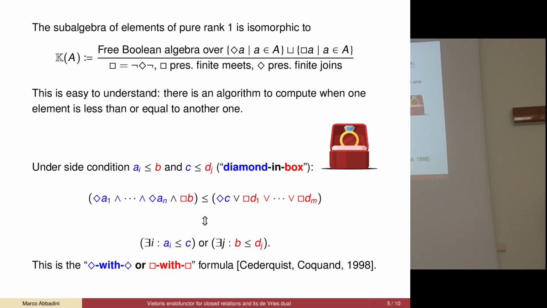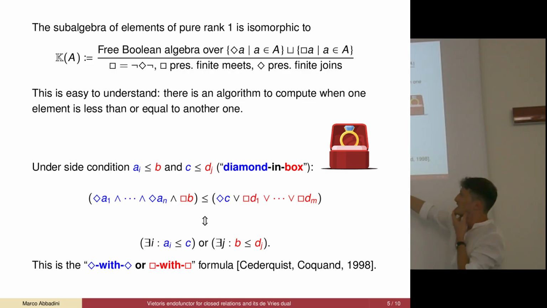And this side condition allows us to have some magic happen, so that this inequality can be rewritten without involving diamond and boxes, and we get this one, which describes what happens in A.